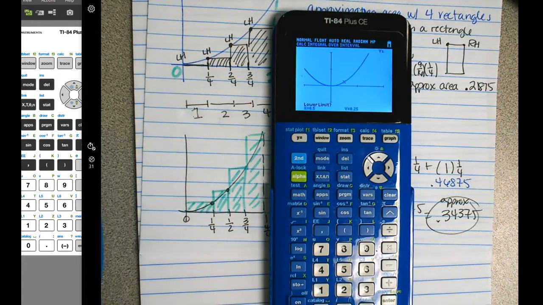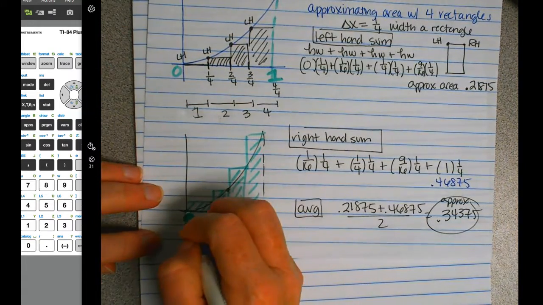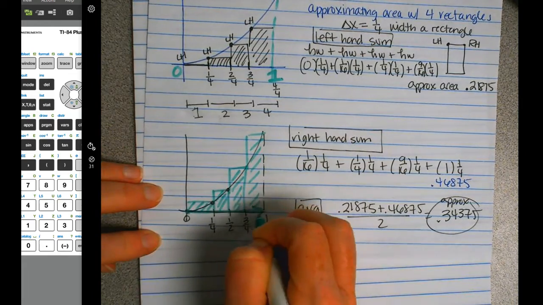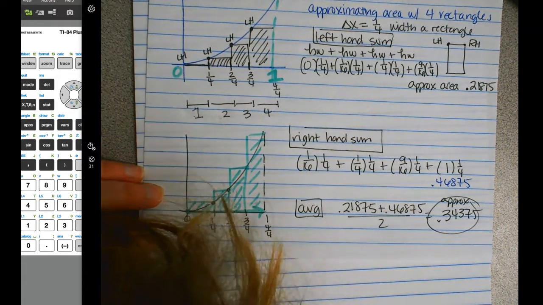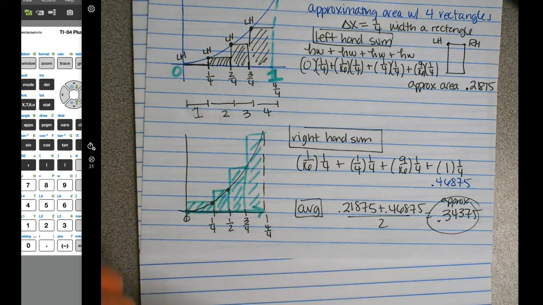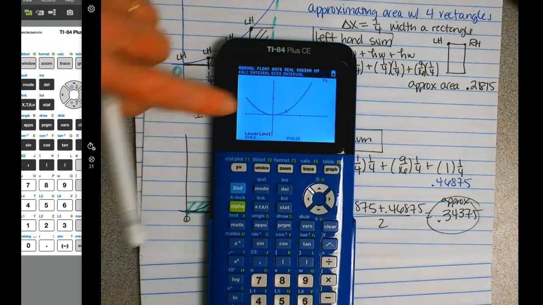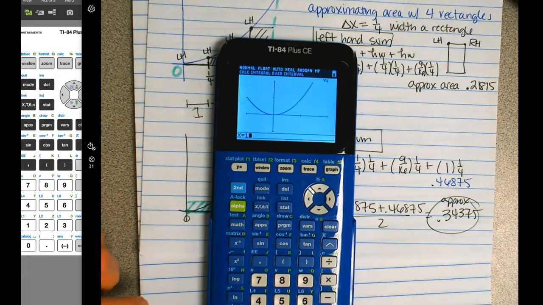The calculator thinks in terms of from here moving this way. So this is the left or the lower limit, the lower number, and then 1 is going to be our higher number. So we're going from 0 to 1. So we're going to type in 0 and enter, and then upper limit is 1. These are the x values. That's why it says x equals. And then it makes a pretty shape.